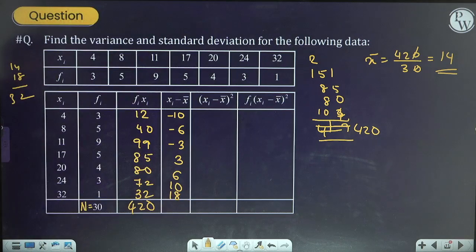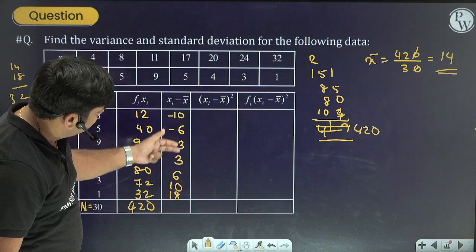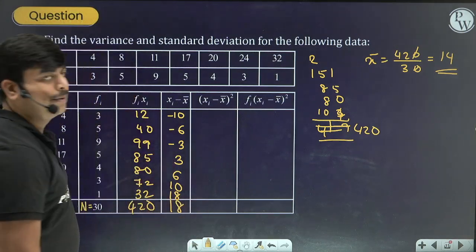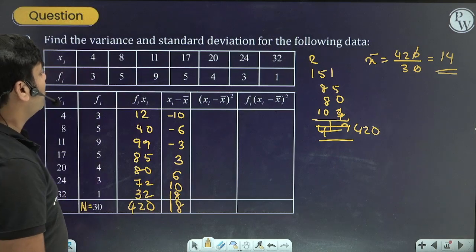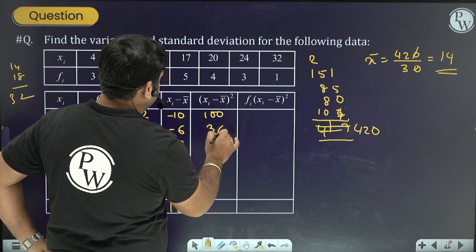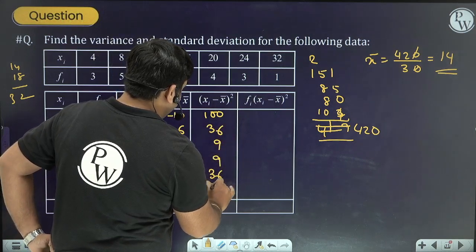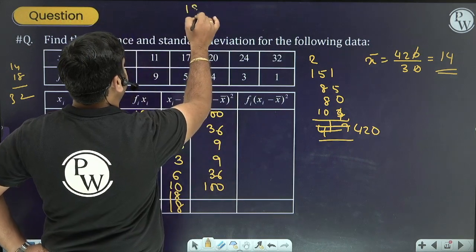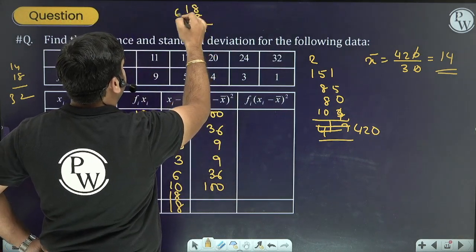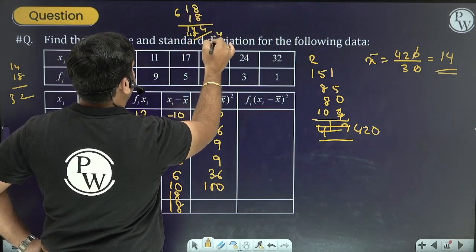Now if you add all this, minus 10 plus 10 gets cancelled, minus 6 plus 6, minus 3 plus 3, so we are just left with 18, the xi minus x bar. Next, (xi minus x bar) whole square: 100, 36, 9, 9, 36, 100, and 18 square, how much is that? 324, right?